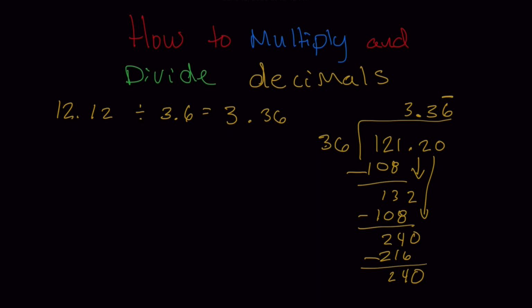Moving the decimal is maintaining that proportion, so that is why it's important when we move the decimal on the outside, we also move the decimal on the inside. And that is how we divide decimals.